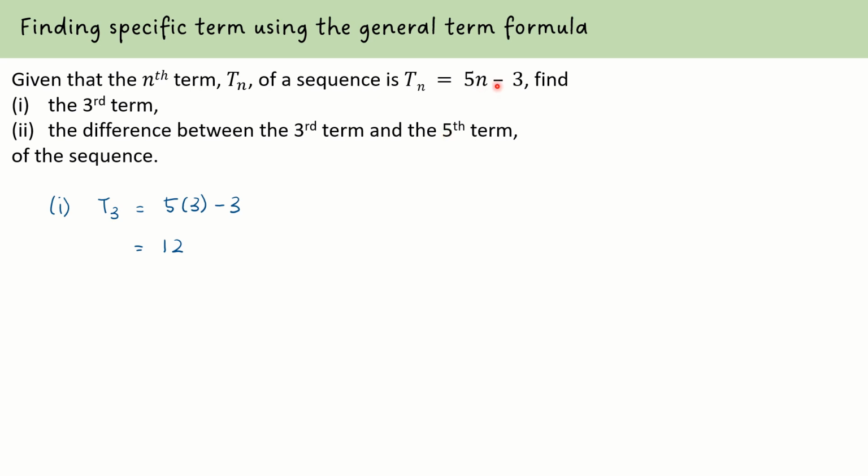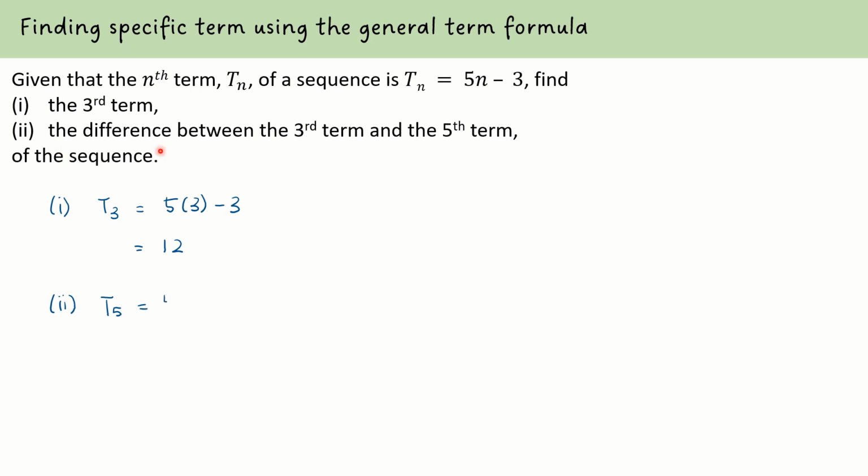When I replace the n with 3 for 5n minus 3, please make sure that we have brackets, because 5n means 5 times n. Hence, we must have 5 times 3. So 5 times 3 minus 3 will give us 12. Therefore, the third term is actually 12.